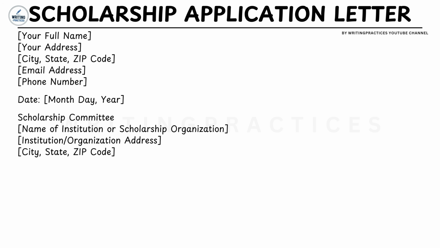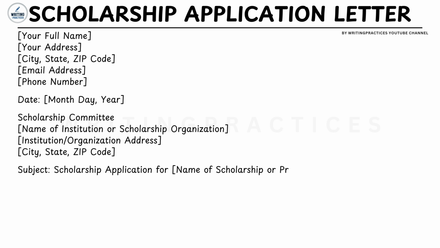Subject line, clarifying the purpose. Now include a subject line. This is where you tell the reader what your letter is about in one clear sentence. In our template it says, subject, scholarship application for name of scholarship or program. Replace the bracketed part with the actual scholarship name. For example, if you're applying to the Bright Futures program, your subject would be Scholarship Application for Bright Futures Program. This helps the reader instantly recognize the purpose of your letter.